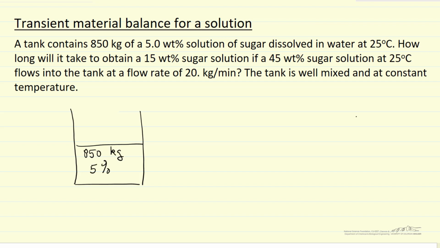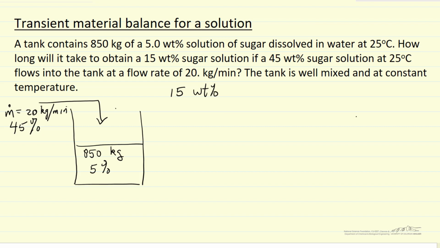And then what we're doing is adding into the tank a concentrated sugar solution. So the mass flow rate in is 20 kilograms per minute, and this solution has 45 weight% sugar. What we want to determine is how long it takes before we get to a concentration of 15% sugar in the tank. So the stopping point is 15 weight% sugar in the tank.